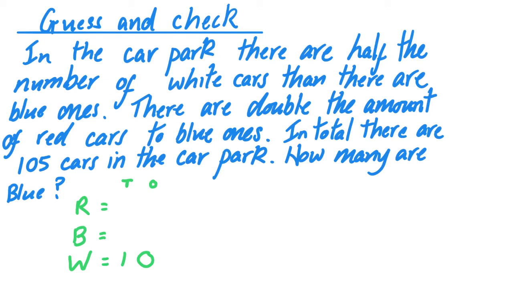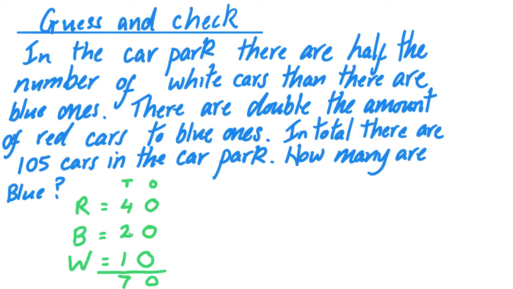Now what I need to do next is read the question and make sure I'm doing the right thing. In the car park, there are half the number of white cars than there are blue ones. Half the number of white cars than there are blue. Well, if there are 20 blue cars, that would mean there's half the number of white cars, so that works, that's 10. And then we see that there are double the amount of red cars than blue. So what's double 20? That's 40, isn't it? Okay. Time for us to add up and see how close we are to our 105. So 0, 4, 5, 6, 7. So 70. So as you can see, we need to up those numbers if we're going to get our 105.